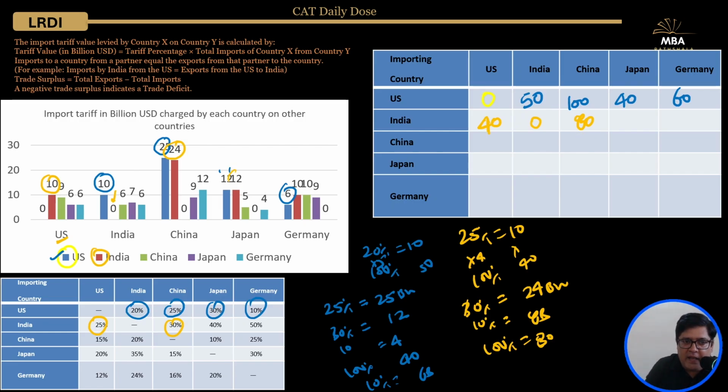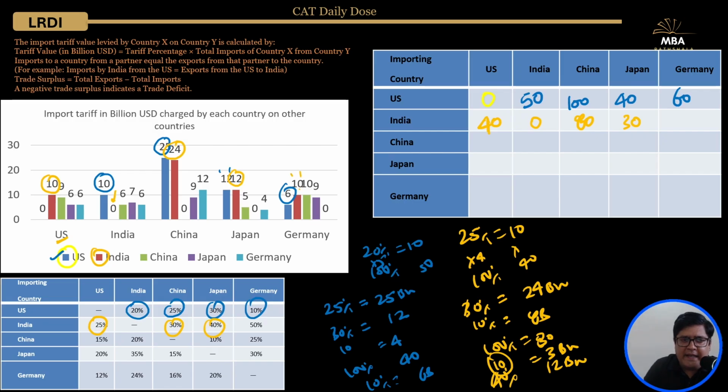Now look at this Japan. India is charging them 12 billion in tariffs. And what tariff percentage does India charge? India charges 40% tariff. So if 40% is 12, if I cancel 4, 10% is equal to 3 billion. So 100% is equal to 30 billion. So India imports 30 billion worth of goods from Japan.